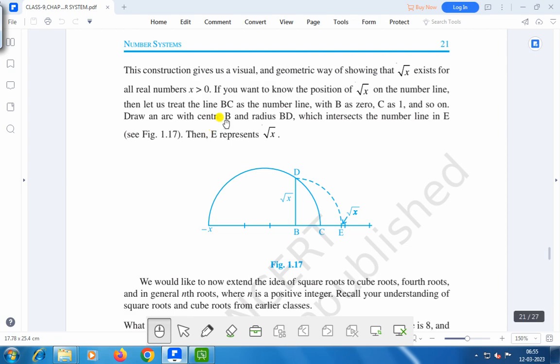Draw an arc with center B and radius BD, which intersects the number line in E. Then E represents the value of root x.